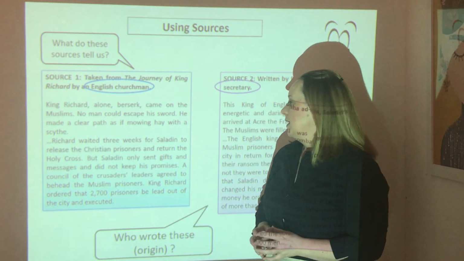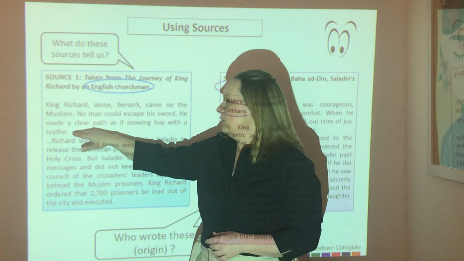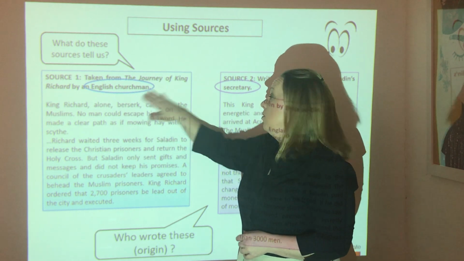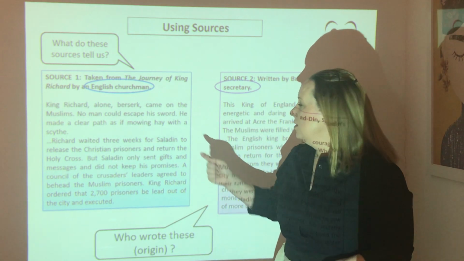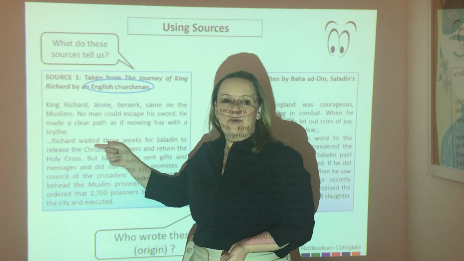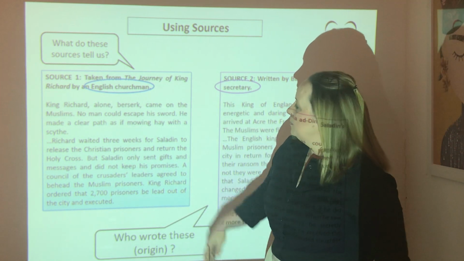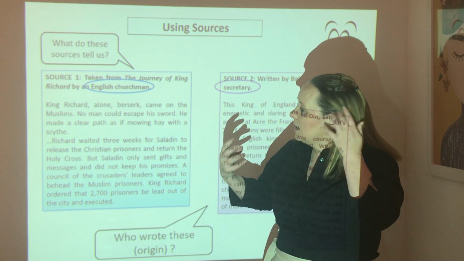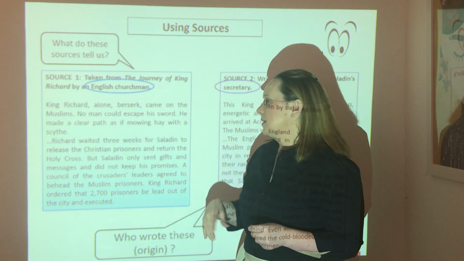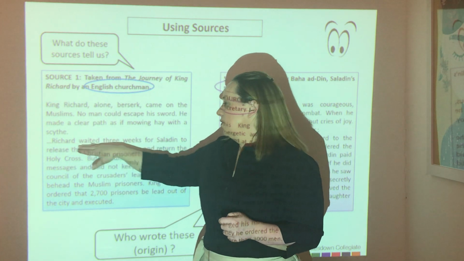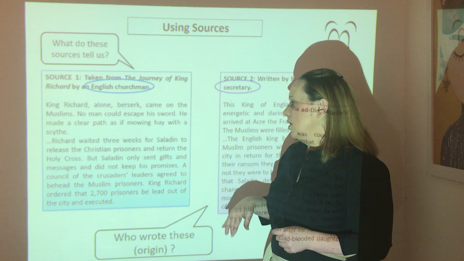Richard waited 3 weeks for Saladin to release the Christian prisoners. So I would be very interested to know what was left out of here. What happened after this, if he was on his own and he went through. But then we know he survived because then he waited. So we've got this idea of this hero, this soldier, this warrior who has defeated all of these Muslims, okay? So then Richard waited 3 weeks for Saladin to release the Christian prisoners and return the Holy Cross.